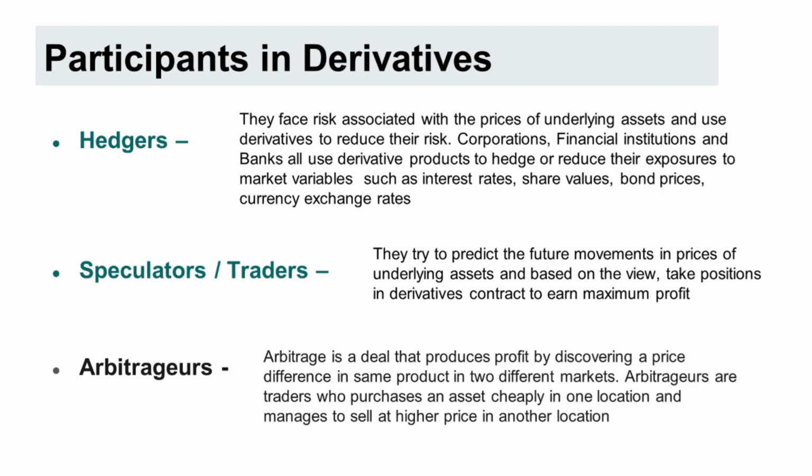They are trying to minimize the risk because market fluctuations always come with some sort of risk. If the price is fixed, obviously they are covering all those risks related to the market. Then the speculators or traders are the ones who try to predict the future movements and prices of underlying assets, and based on their view they take positions in derivatives contracts to earn maximum profit.